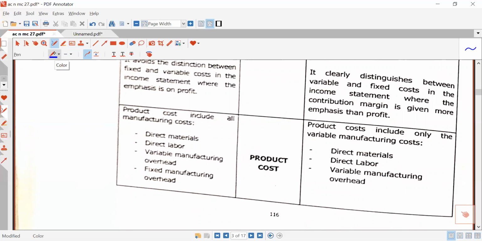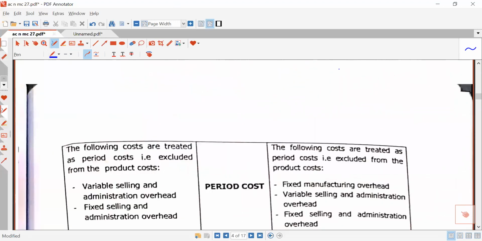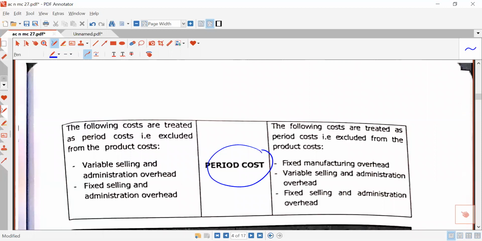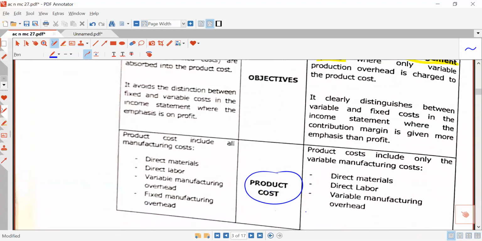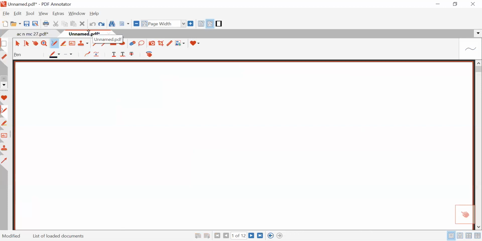Now, let's look at product costs. Here we're going to look at product costs and also period costs. When you prepare your financial report, let's take a blank page. What we have done in our first chapter is the calculation of the cost statement. This is all revision.